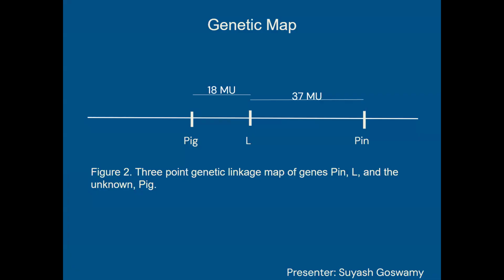This slide shows the genetic map of the two other genes along with the pig mutant. After calculating the distance between each gene using our simulated 3-point mapping results, we found that the middle gene was L. The pig mutation was shown to be 18 map units away from L and 55 map units away from pin.